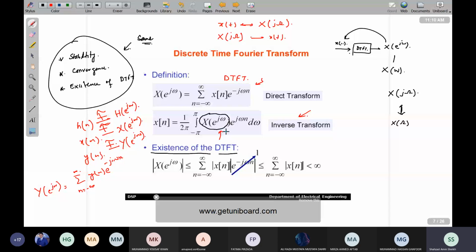Why are we not using a summation and we are doing the integration? What's the reason? Any volunteer?